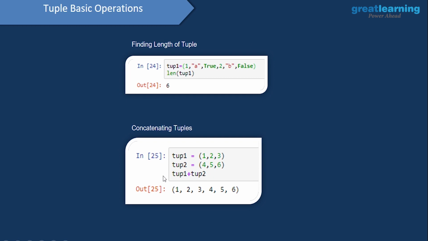Then going ahead, we can also concatenate two tuples. That is, we can attach the elements of one tuple to the back end of another tuple. Here we have tup1 where we have elements 1, 2 and 3. Then we have tup2 where we have elements 4, 5 and 6. When we are trying to concatenate, all we have to do is use the plus operator. And when we use tup1 plus tup2, we get the result 1, 2, 3, 4, 5, 6. So let's go ahead and perform these operations in Jupyter Notebook.